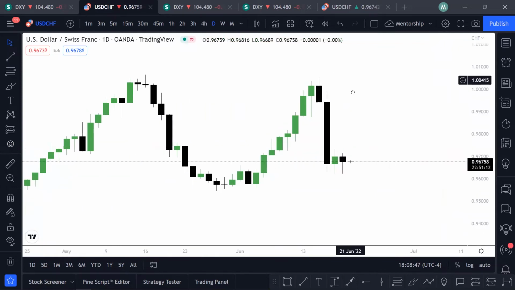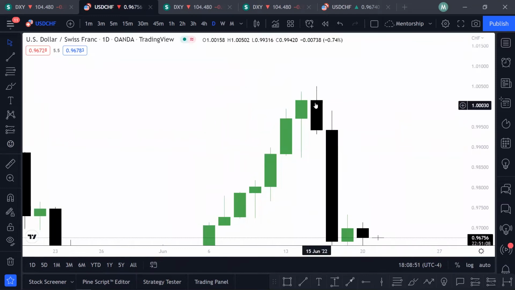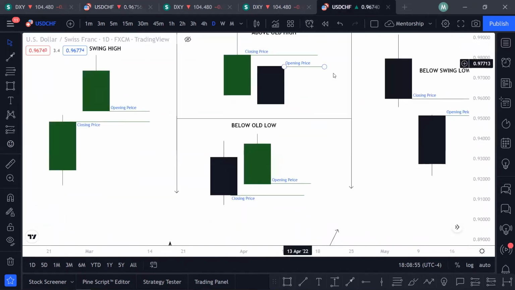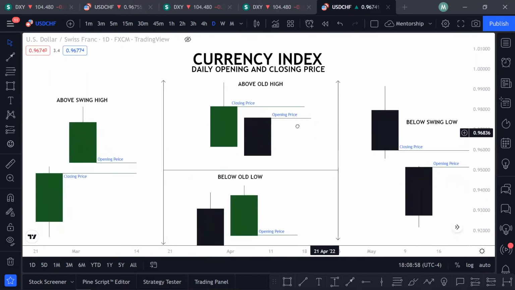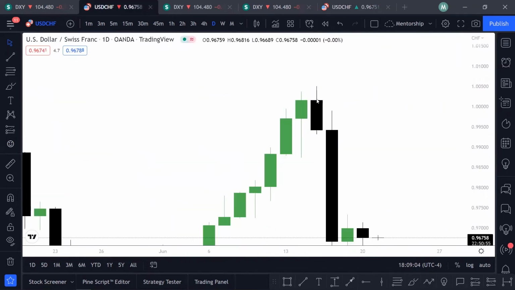We have a normal candle. I told you, you're not looking at this setup on the currency pairs. You're doing it on the currency index. USD CHF this day.